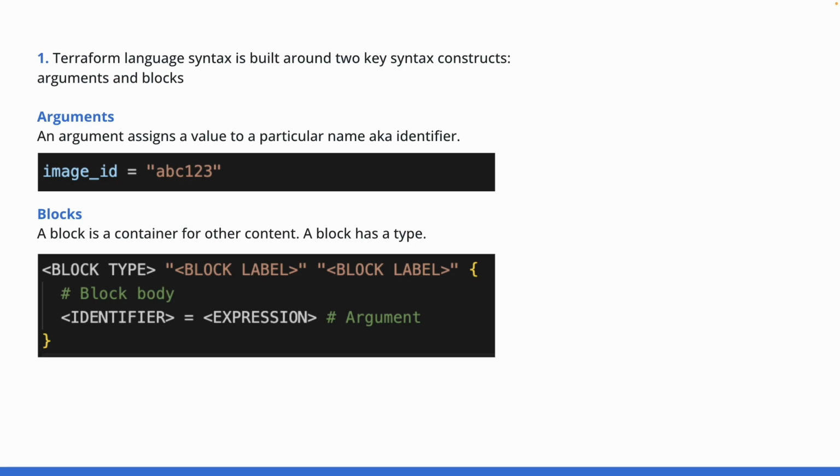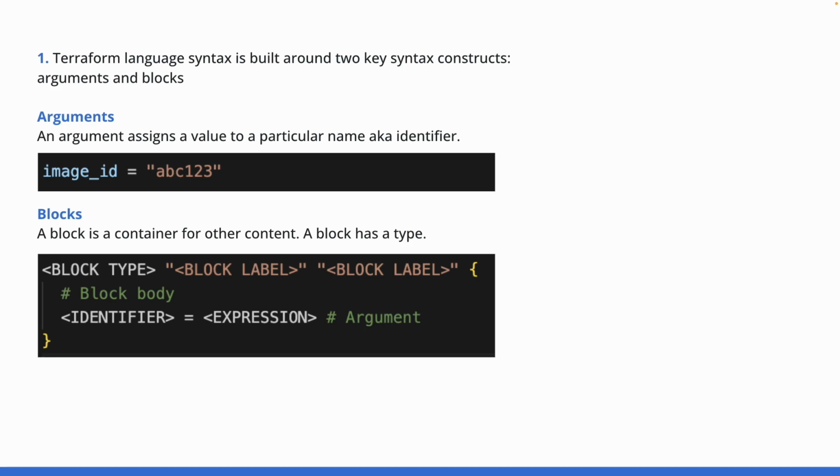A block has a type, and then a block can have 0 labels, 1 label, or more than 1 label. The block body is basically delimited by, or you can say separated by, curly braces. Inside curly braces there could be multiple arguments, and it is also possible that inside a block there are blocks available. That is also possible.